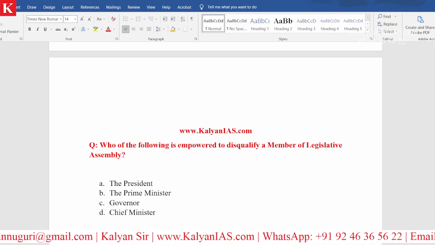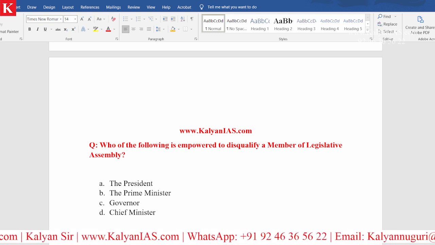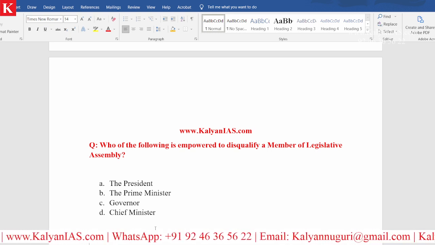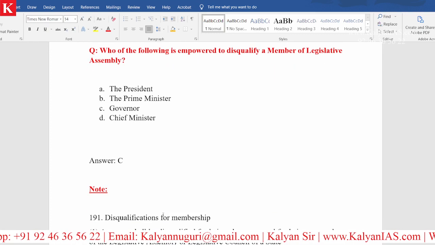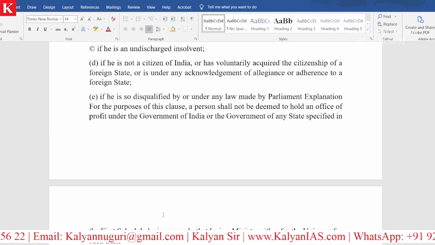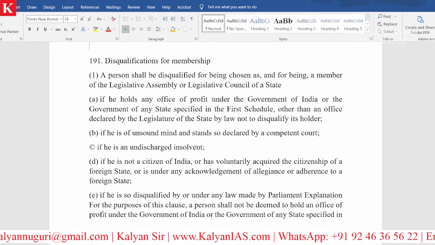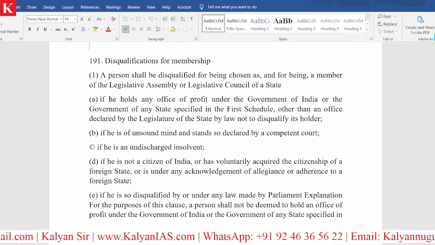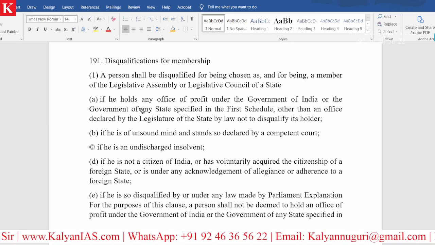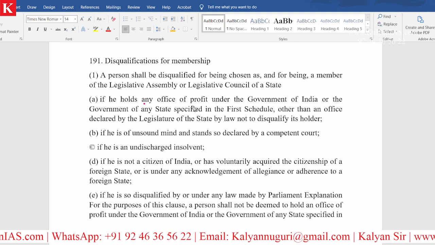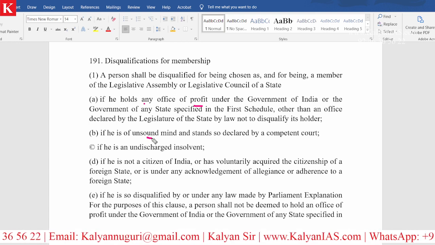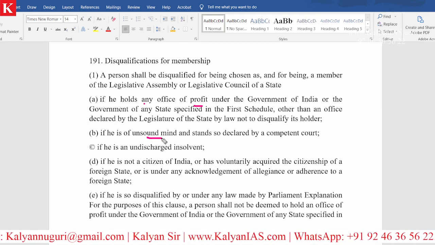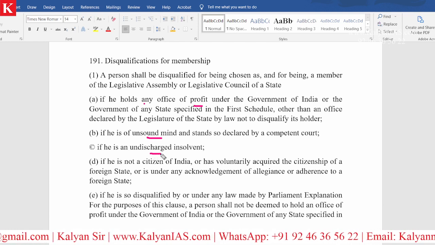Kindly have a look at this one. I would like to show you the rest of the points here. Here it is. First of all, look at the question once. And as far as this question is concerned, option C is the correct answer. Look at this. Article 191 is mentioning the disqualification of a membership. Alright? So the governor may disqualify if that person holds any office of profit under the government of India or government of states, or if he is found of unsound mind, or if he is an undischarged insolvent.